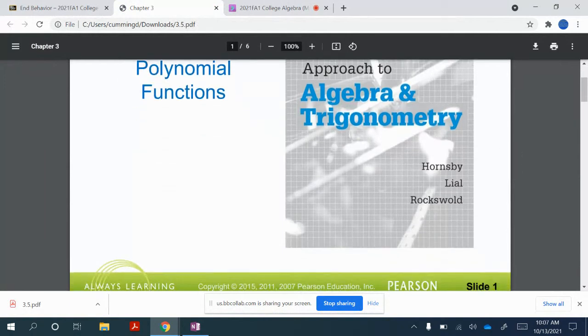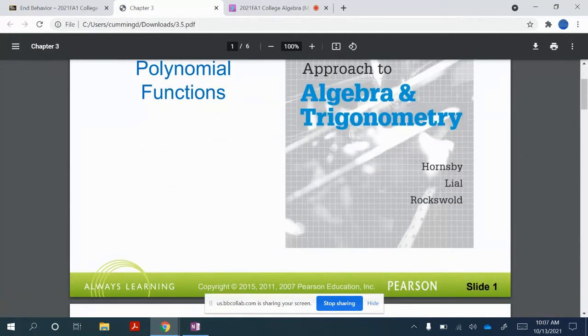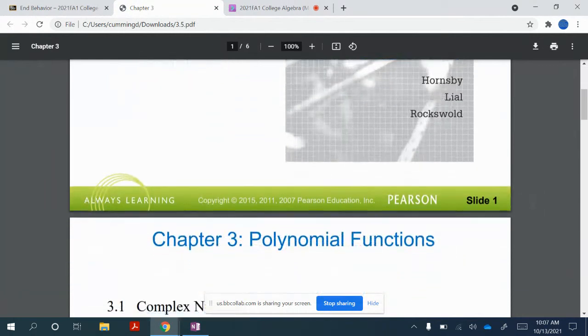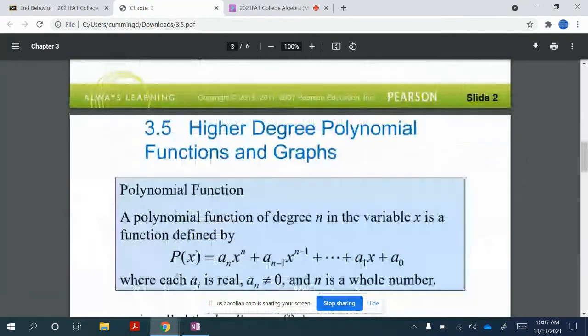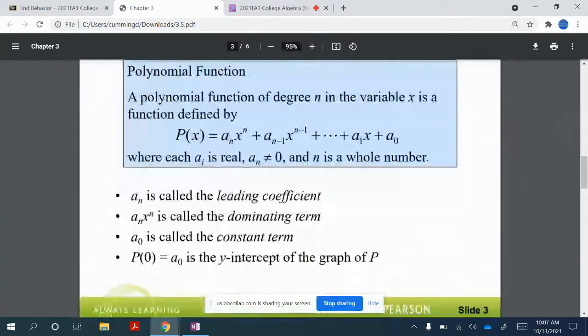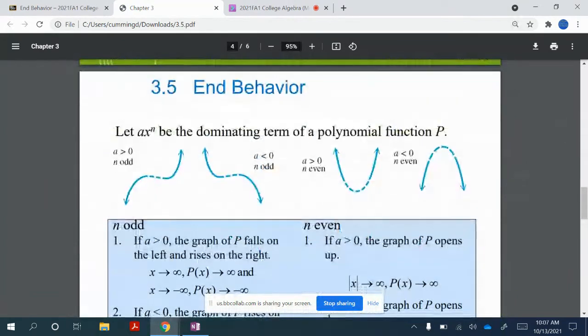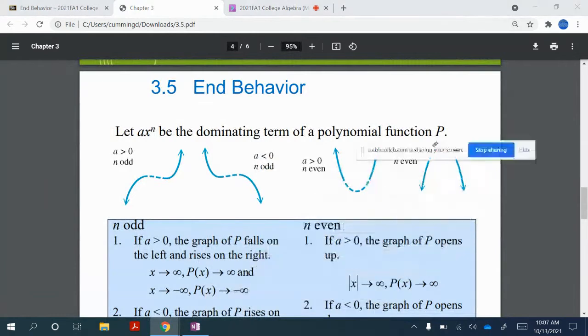All right, so this is the document that I'm using. It's in the document section of our Blackboard homepage, as a reference. Notice this is from a different book, so the information might be a little bit different. But this is what we want. We want to talk about what's called the end behavior of a graph.